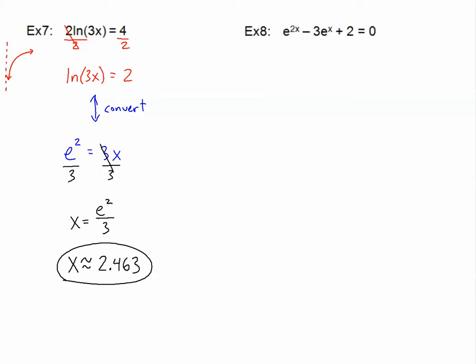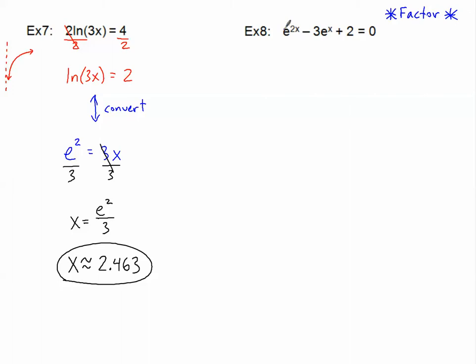Let's look at our 8th example. So this is interesting. This is the first time we've actually seen two terms that have our base. And because we have this third term, there's no way to put each term on either side and take the natural log of both sides. We can't really do that. This is where we're going to be factoring. And I'm going to show you how to factor this one.